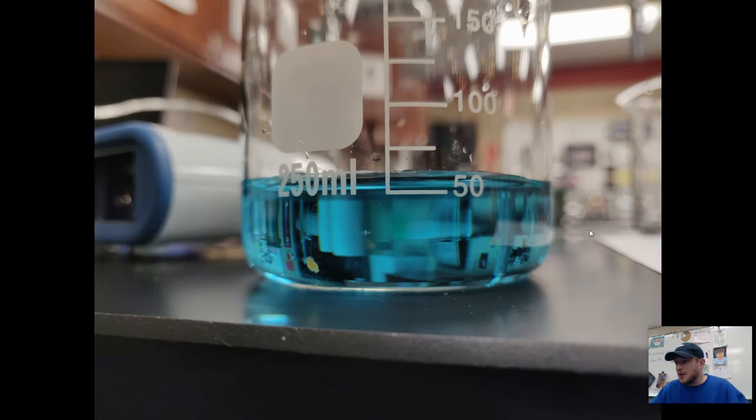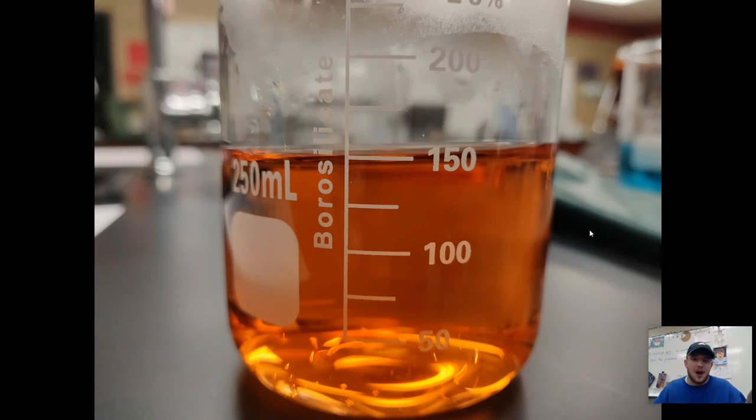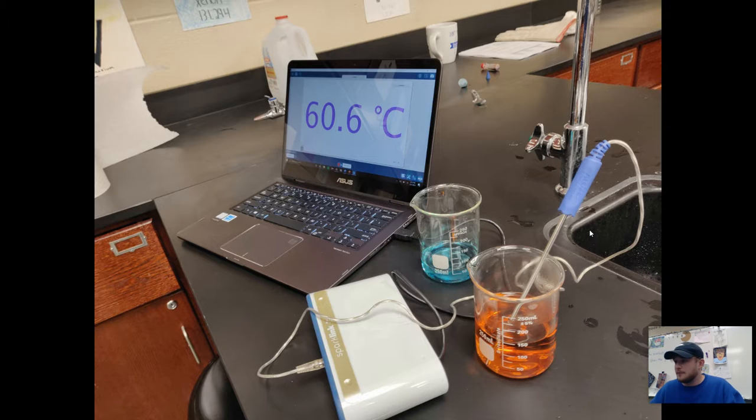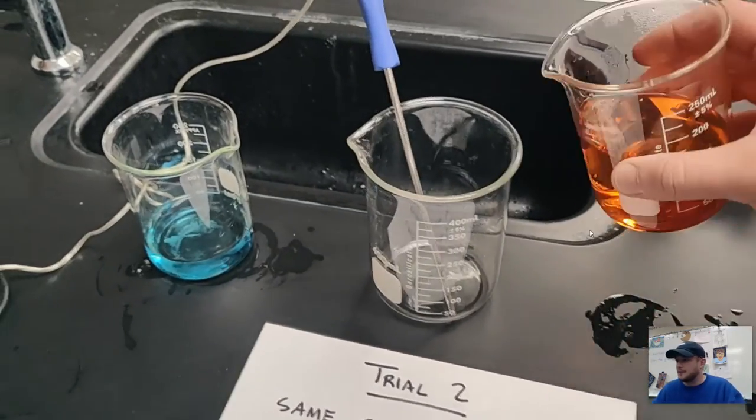And then for the third trial, what we're doing is we're using even less cold water. So instead of 100 milliliters in the second trial, now we're using 50 milliliters of cold water, with the exact same amount of hot water we've been using the entire time. And we're going to take the temperatures again, okay? So the cold water is 10.9 degrees, and the hot water is 60.6 degrees. And we're going to do the exact same thing again. We're going to mix them.